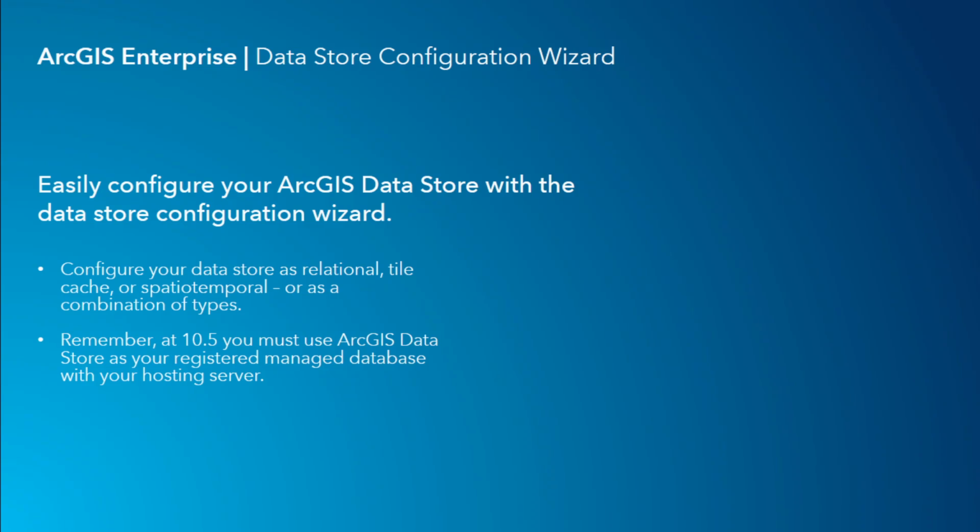At 10.5, we have a wizard that can walk you through how to configure this. You can configure your data store as a single type, so just relational, just spatiotemporal, or just tile cache, or you can combine data store types. One thing to keep in mind when you're doing this, however, is what you will be using the data store as. We do not recommend that you combine the spatiotemporal data store with any other data store type. Reason being is that the amount of transactions back and forth would really use up your system resources, and we want to avoid that. So as a best practice, really focus on workload separation wherever you can, and keep your data stores separate.